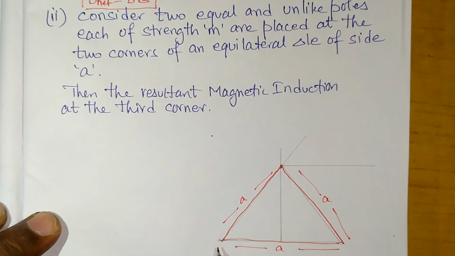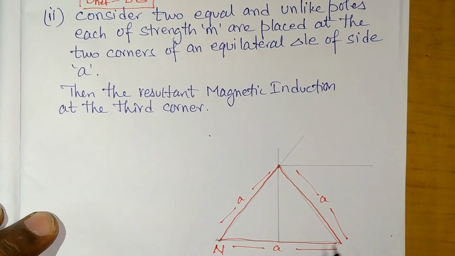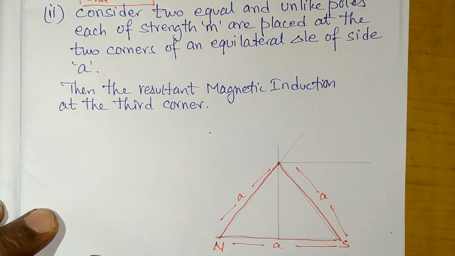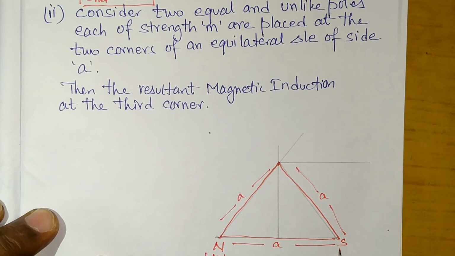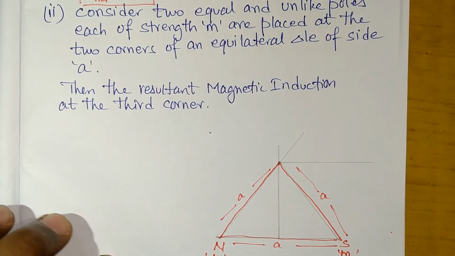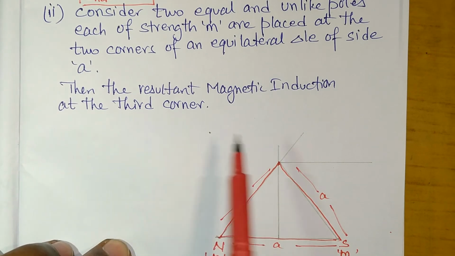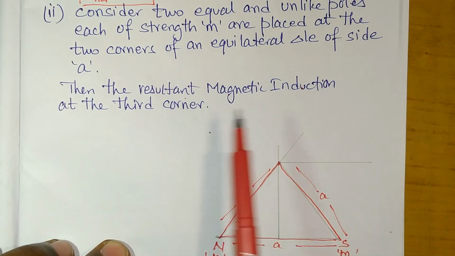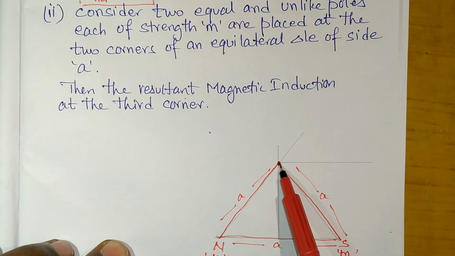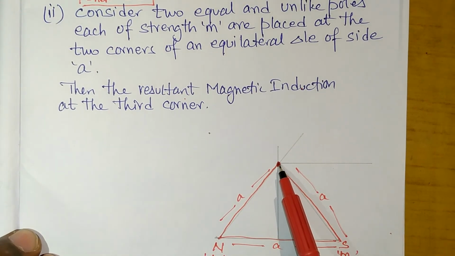So, equal and unlike poles. I will take one as a north pole and the other as a south pole. Their pole strengths are the same. The pole strength here is M, and here also the pole strength is M. Now I want to calculate the resultant magnetic induction at the third corner. What is the resultant magnetic induction at this point?